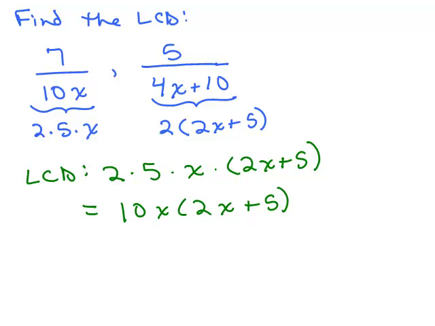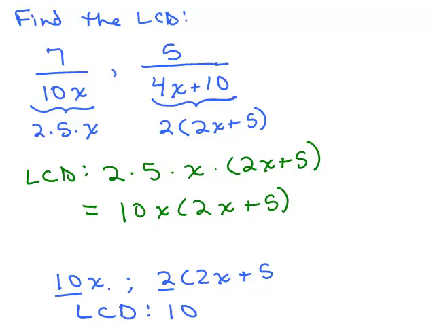Now, if you left your 10x as just 10x and your other factor as, I'm looking at the denominators, 2 times 2x plus 5. Again, you could say, well, between 2 and 10, the least common multiple is 10. You don't have to write it out as 2 times 5. So you would say the least common denominator is 10, and then x is a factor to the first power and 2x plus 5. So you do have a couple ways of looking at it.